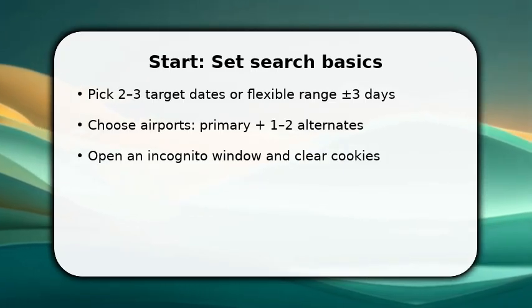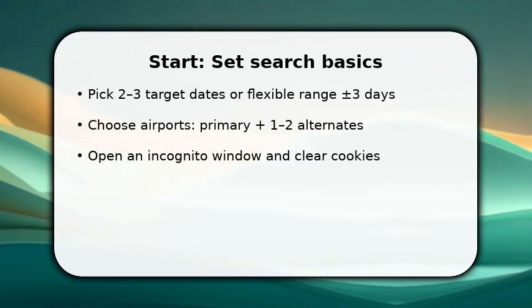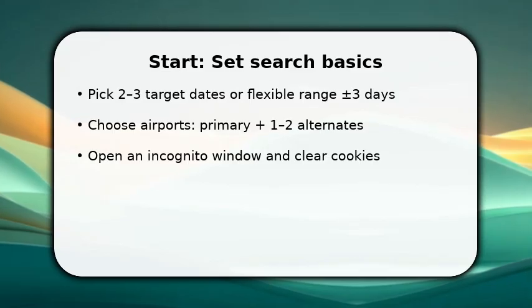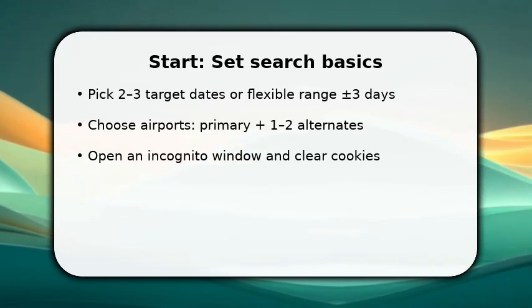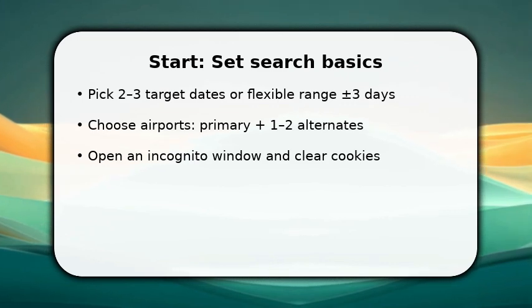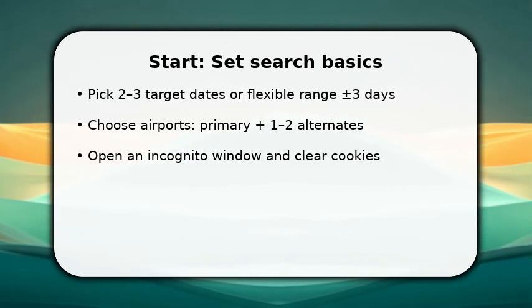Once done, switch to an incognito browser to avoid dynamic price increases. Make sure your currency and language settings are correct. You're ready for the first Google flight query. Type the route and flexible date range, then hit search and watch results populate.